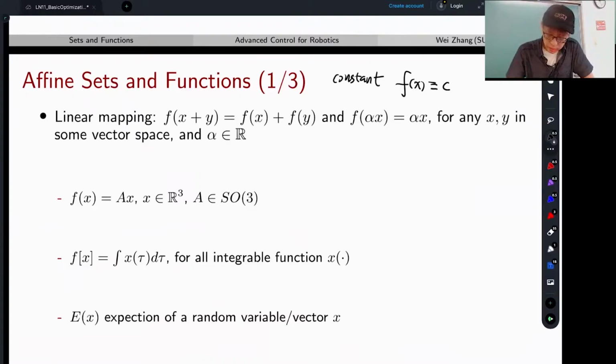Yes, that's true. There are a lot of typos. Great. Alpha f(x). Okay, that's linear.